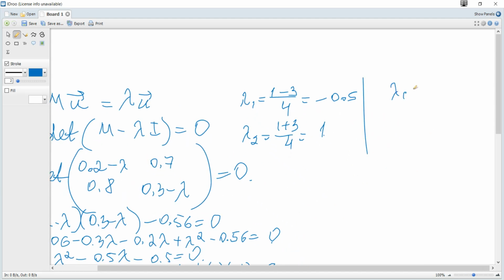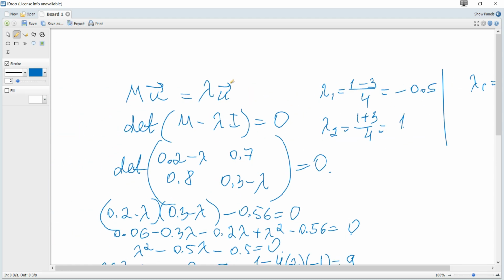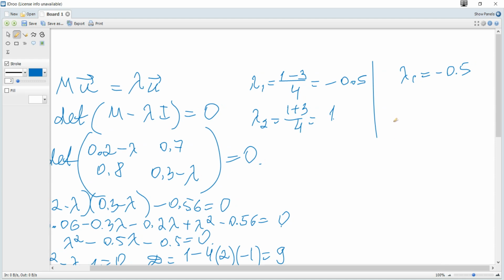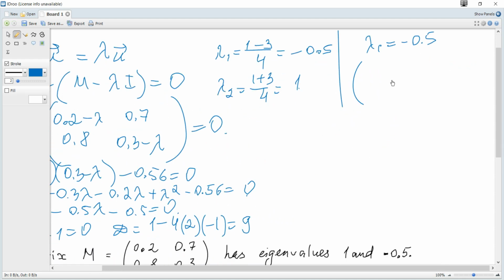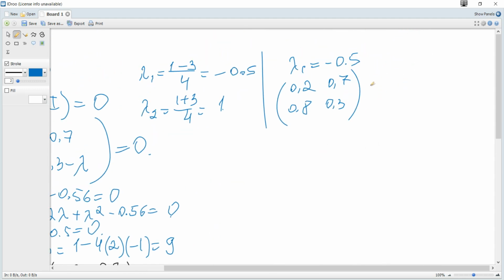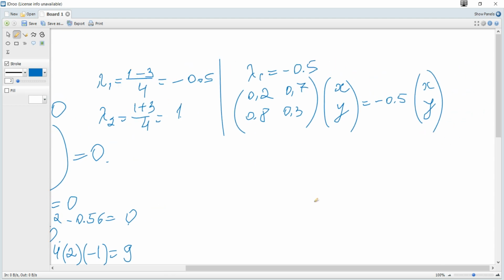So if lambda is negative 0.5, we consider the initial equation, and our matrix 0.2, 0.8, 0.7, 0.3 multiplied by some vector which is required, and let the coordinates of this vector be x, y. You may use a, b, or u1, u2, it doesn't matter. It is equal to lambda, here negative 0.5, times xy, the same vector. And we need to rewrite it as simultaneous equations.